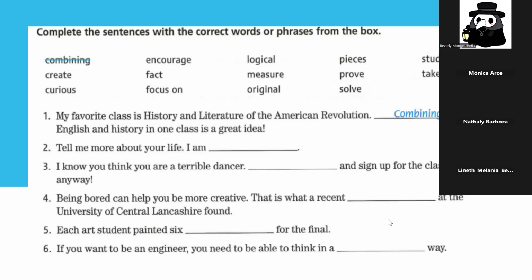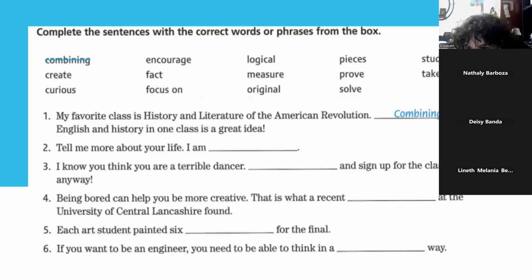Very good. Okay, we're going to use the words in the sentences. The first sentence says, my favorite class is history and literature of the American Revolution. Combining English and history in one class is a great idea. Okay, combining, putting together, right? Number two, let's see. You answer, please. Tell me more about your life. Curious. I am curious to know about your life.